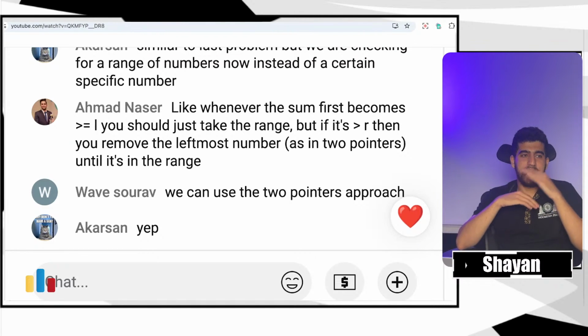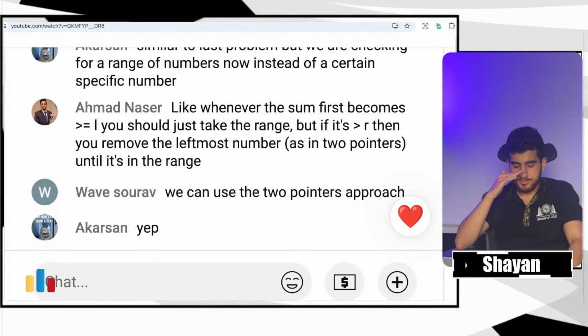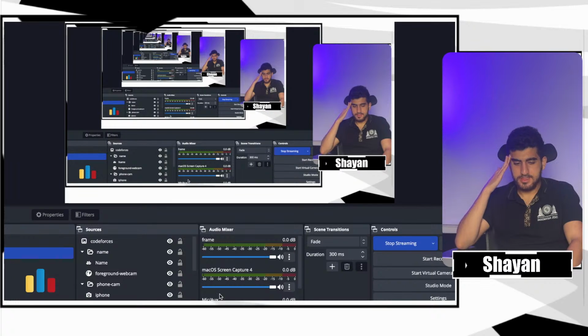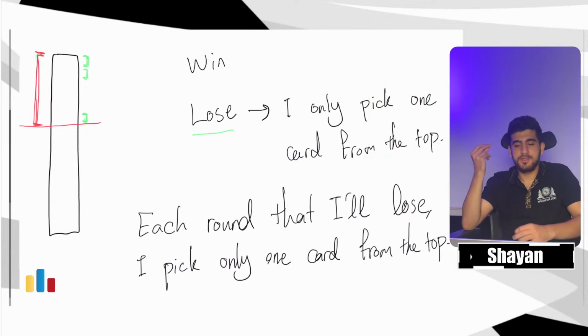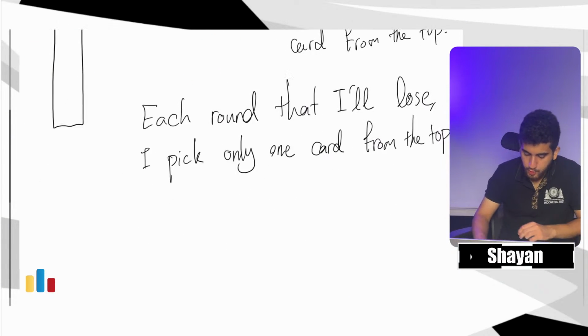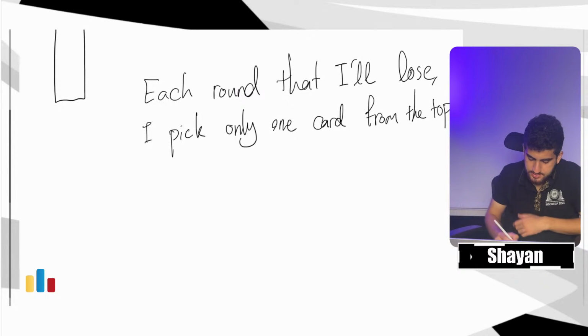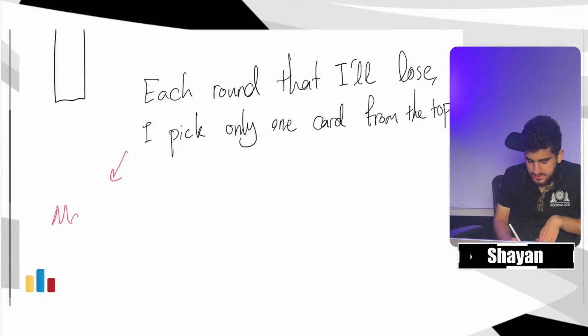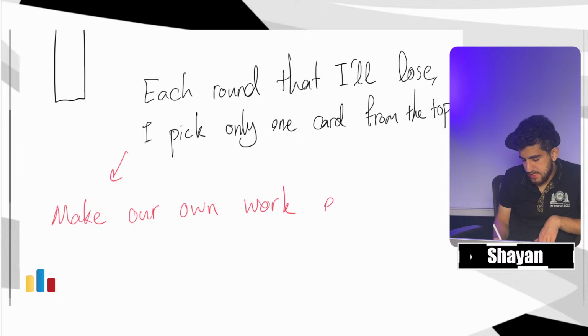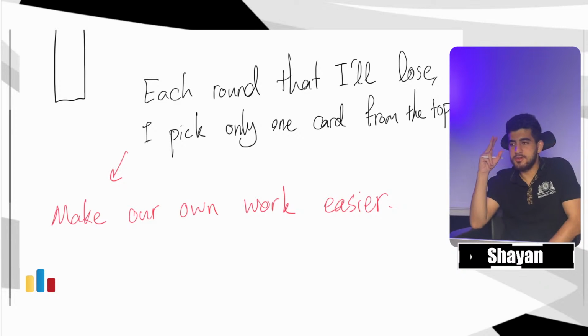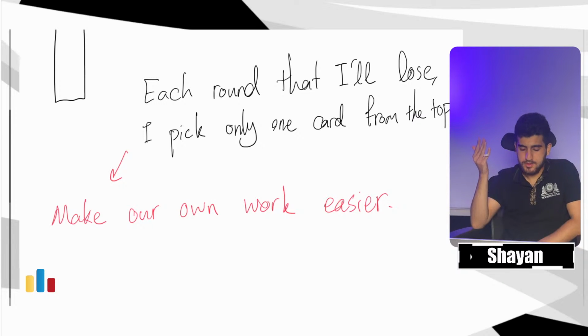So in every round that I lose, I will just remove one card from the top. That's going to be very helpful when we want to update our DP. So we are making our own work easier by this assumption. Our DP can be solved in an easier way this way, when we are sure that the only thing we do in the case that we lose is to remove one card from the top.